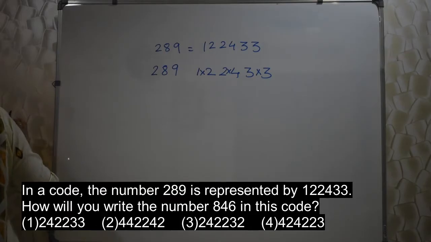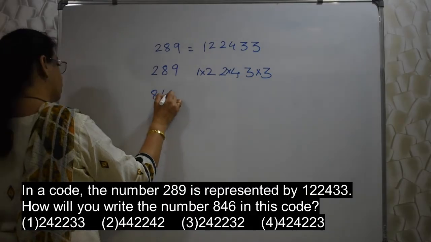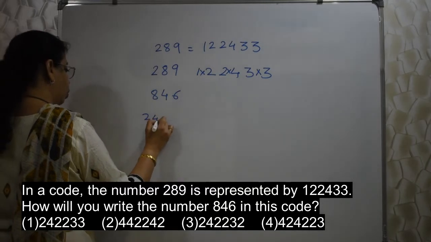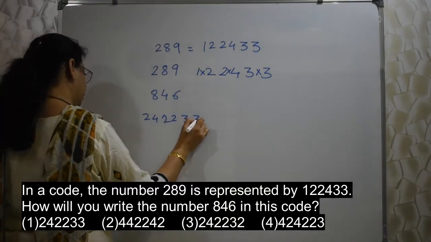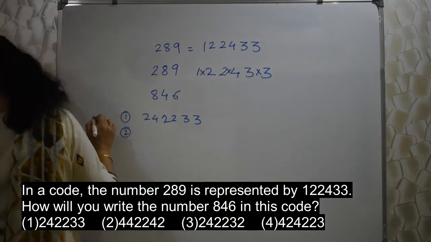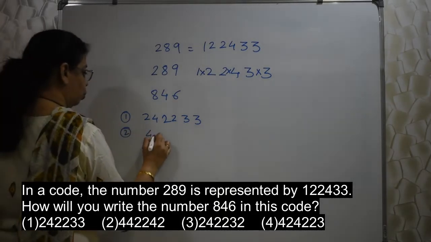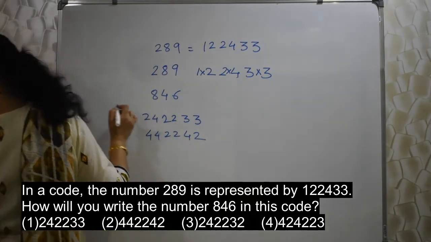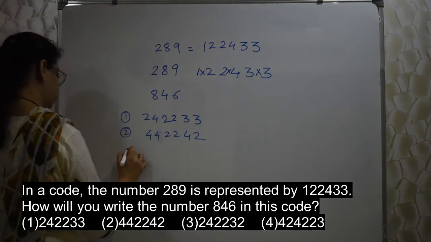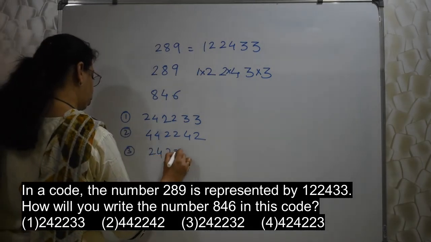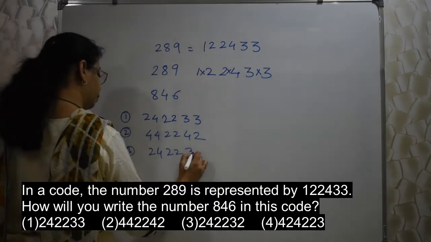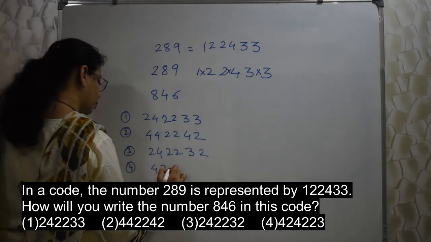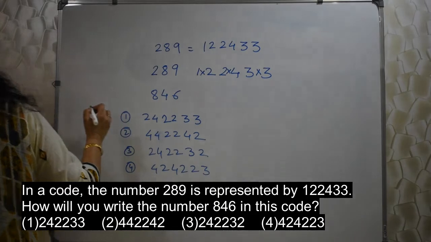So they are telling us to find out 846. And what options have they given? 2 4 2 2 3 3. ये first option. Second, 4 4 2 2 4 2. Third option, 2 4 2 2 3 2. And fourth option, 4 2 4 2 2 3. Am I right?